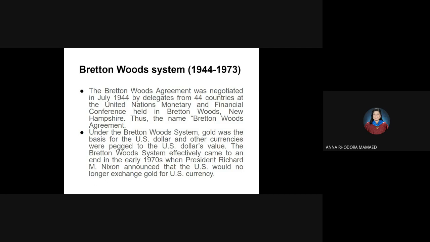Under the Bretton Woods system, gold was the basis for the US dollar, and other currencies were pegged to the US dollar's value. The Bretton Woods system effectively came to an end in the early 1970s, when President Richard M. Nixon announced the US would no longer exchange gold for US currency.